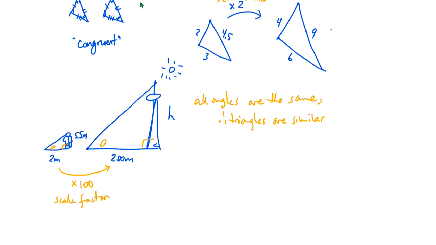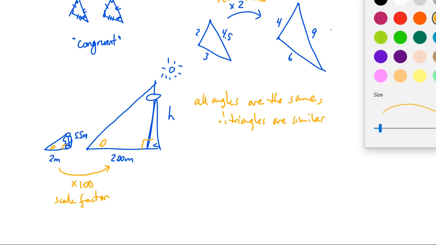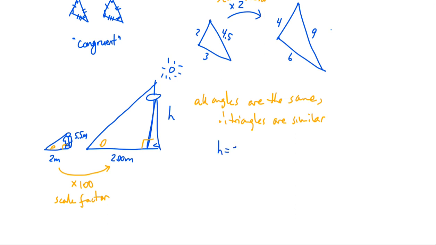Which means to get the height of the CN Tower, I'm going to take my 5.5 and multiply it by 100. And I'm going to get 550 meters. Okay, so that's how similar triangles are useful, because we can use information in the smaller triangle to find information in a triangle that's hard to access. Okay, so that's similar triangles.